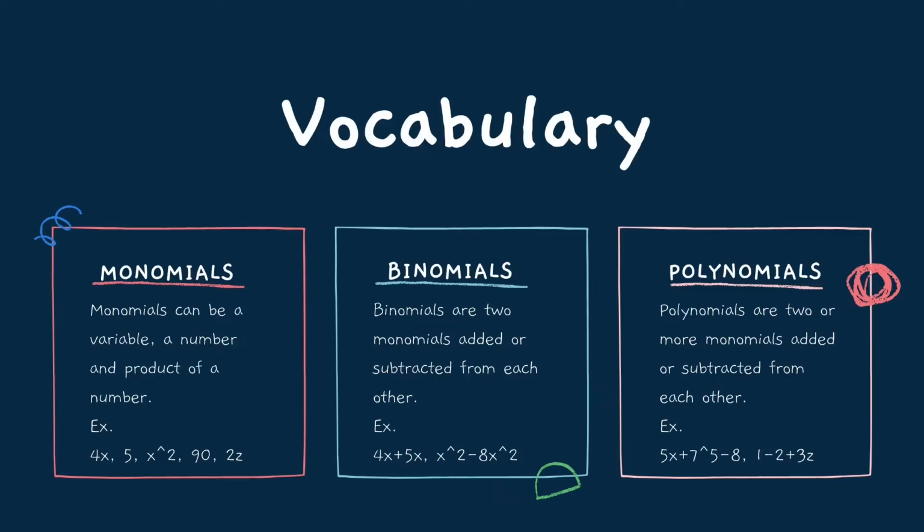Binomials are two monomials added or subtracted from each other. For example, 4x plus 5x, x squared minus 8x squared. Polynomials are two or more monomials added or subtracted from each other. For example, 5x plus 7 raised to the power of 5 minus 8, and 1 minus 3 plus 3z.